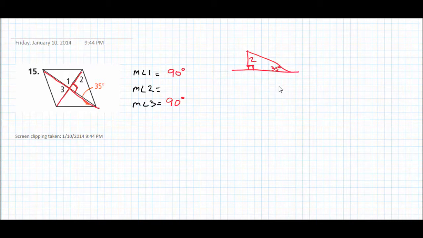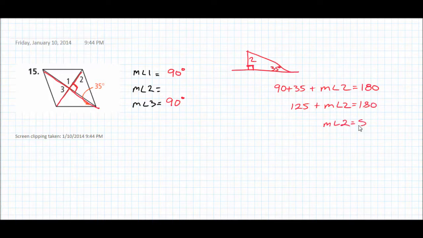So we know right now 90 plus 35 plus the measure of angle 2 equals 180. You add those together, you get 125 plus the measure of angle 2 equals 180. Subtract 125 from each side. The measure of angle 2 must be 55 degrees.